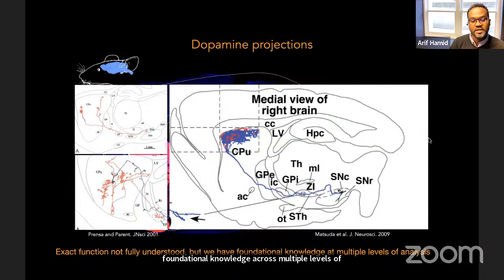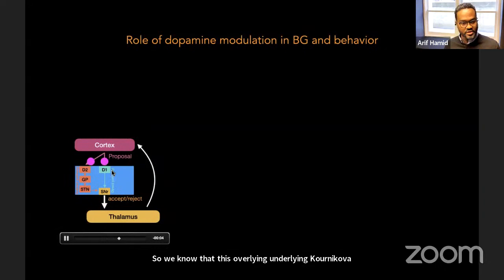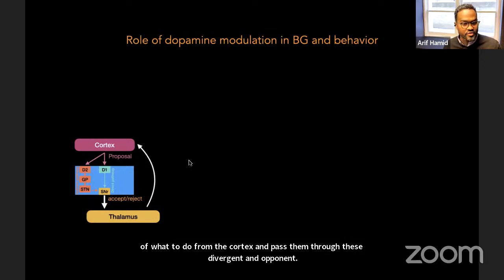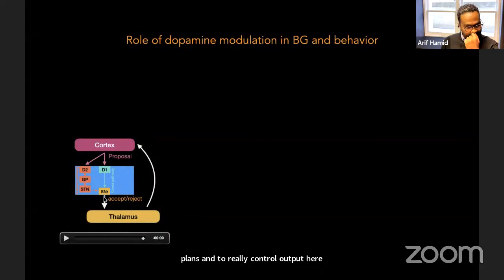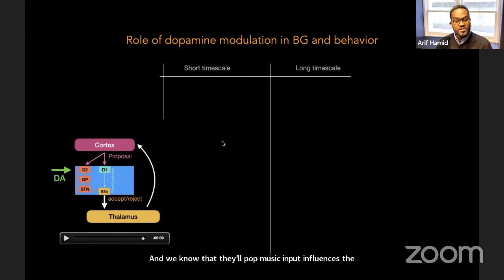So we know that this underlying cortico-basal ganglia circuitry is thought to take in proposals of what to do from the cortex and pass them through these divergent and opponent direct and indirect pathways through the striatum that somehow maintain some costs and some benefits of these proposed action plans, and to control output of the basal ganglia to either accept or reject these proposals through thalamic relay. And we know that dopaminergic input influences this circuitry through the D1, D2 receptors, both on short and longer timescales.